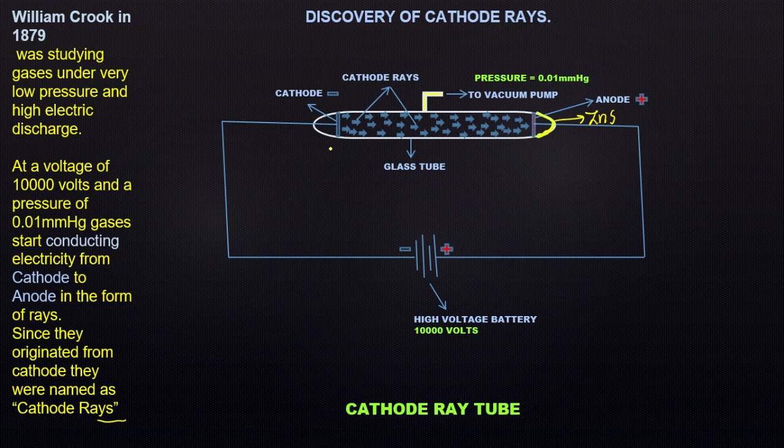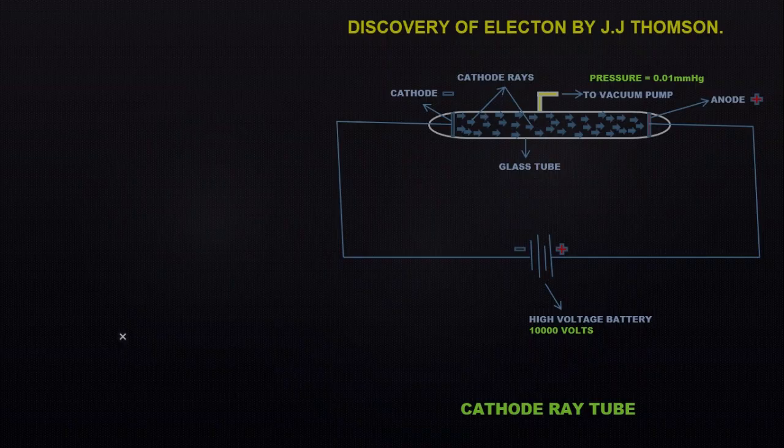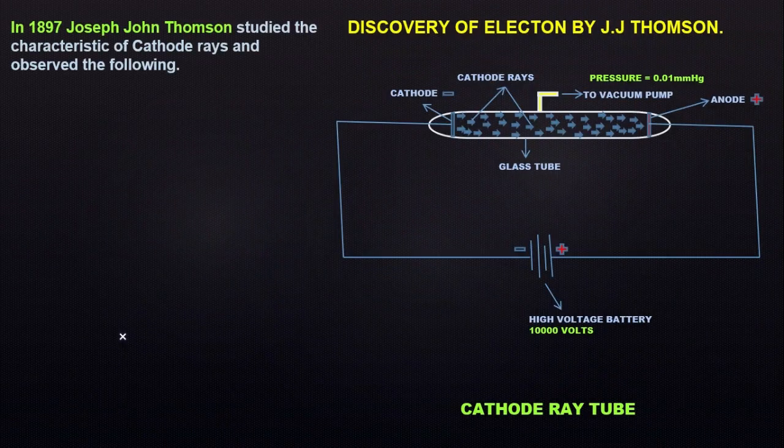Now, William Crookes could only study this much. After this, a remarkable scientist named J.J. Thomson came in, replicated the same, and further studied and tested these cathode rays, and then he found that particle. Let's understand the discovery of the electron by J.J. Thomson. In 1897, Joseph John Thomson studied the characteristics of cathode rays, and in that way he was able to figure out that cathode rays are made up of negatively charged particles.